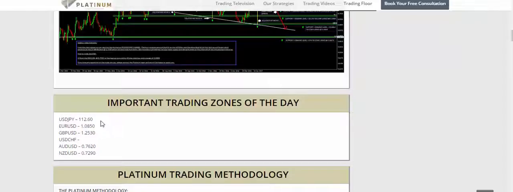Now, the important trading zones of the day are used in correlation with our algorithmic system that we've developed here over the last 4 years, which is a very similar system to those used in the institutions and hedge funds. The three levels that triggered in today were the dollar yen at 112.60, the Aussie at 76.20, and the Kiwi at 72.90. So I'm going to show you the zone that triggered in at 112.60 for the yen first.